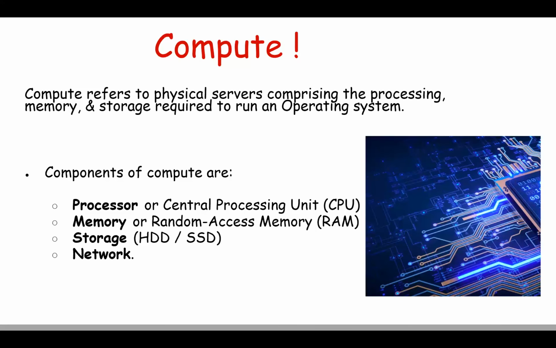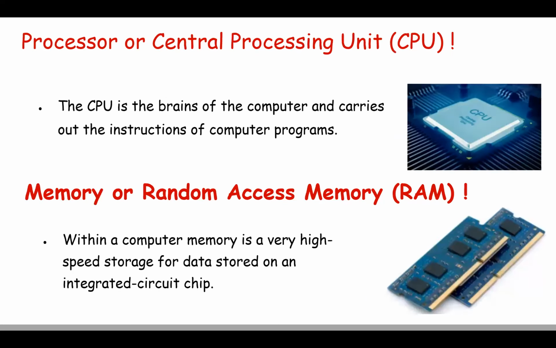What is meant by compute? Compute refers to a physical server comprising the processing, memory, and storage required to run an operating system. Compute contains four main things: one is the processor, the next is memory, the third is storage, and the fourth is network. These are the four things on which the components depend. What is meant by CPU? CPU is simply the brain of a computer. It carries out the instructions in the form of programs.